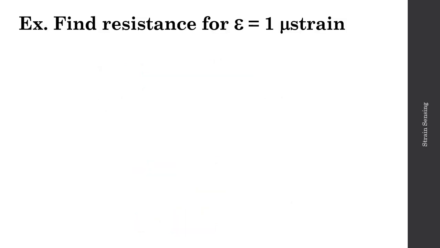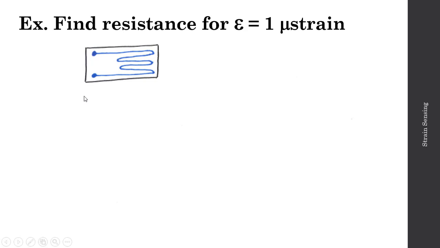Let's take a look at a quick example. Let's consider that I have a metal foil strain gauge with a winding path of something like copper to give myself a reasonable resistance. So I have a nominal resistance, something like R naught is equal to 120 ohms, and since it's a metal strain gauge, we'll have a gauge factor of 2. And in this case, I'm applying a 1 microstrain to this strain gauge.